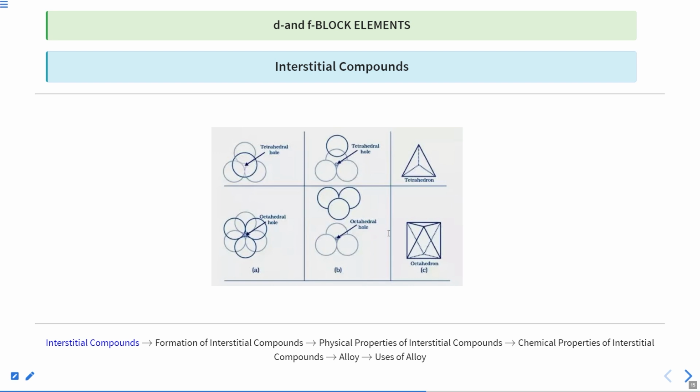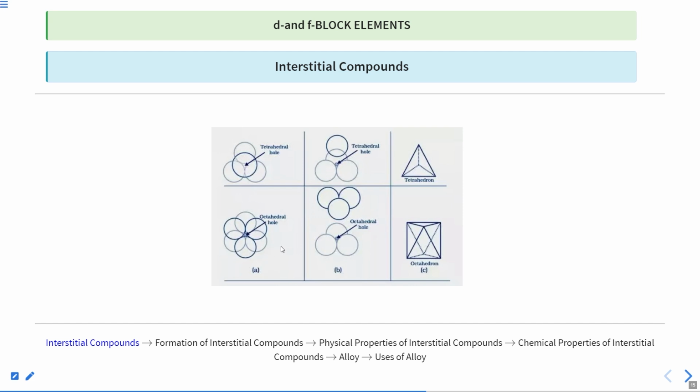See, here we have taken 4 atoms. First we have placed 3 atoms in a triangular pattern, then we have placed another atom on top of it. Now in between there is a space, right? This is called a tetrahedral hole. Carbon and nitrogen can get in between and fill this interstitial site. Clear? Now what is the second possibility?